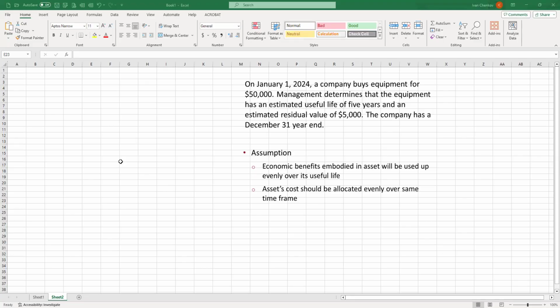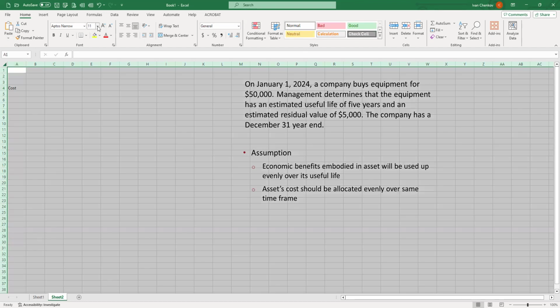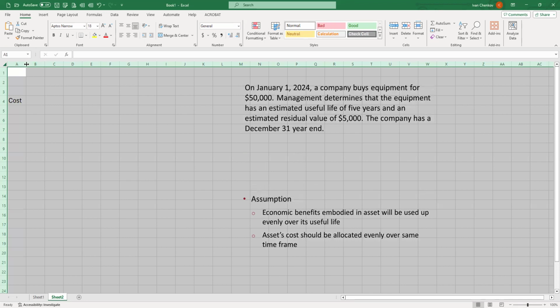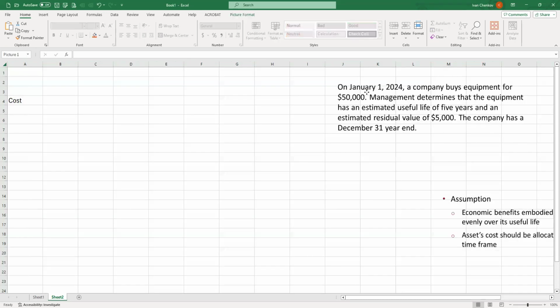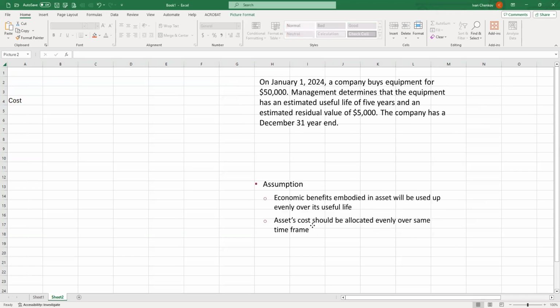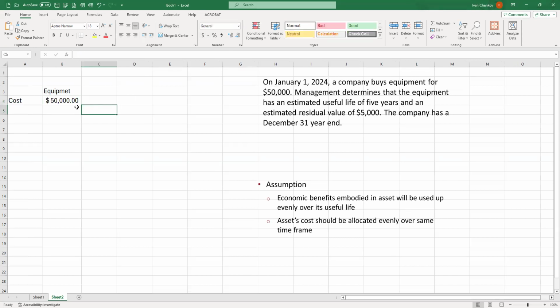So what do we need to know here? First, what we need to know is the cost of the asset. Second thing that we need to know is the residual value of the asset. Once we get those two, our life will be way easier. Obviously, cost of the asset first: what did we purchase? We purchased equipment. What's the cost of the equipment? $50,000. Then we have to see what's the residual value.